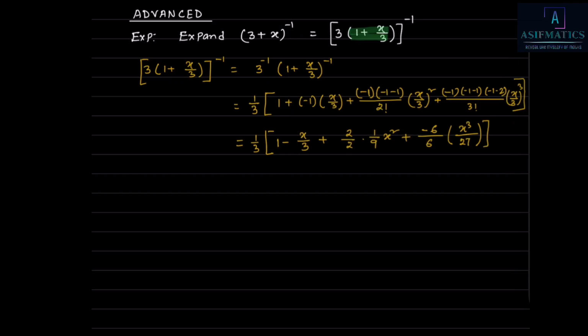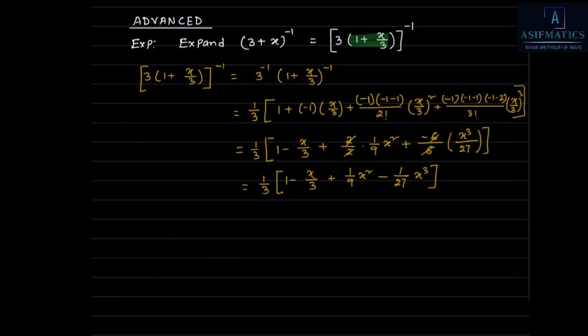And then you will have x cube by 27. And if you further simplify, your result will be 1 by 3 into 1 minus x by 3. And then 2 and 2 cancel, so we can write plus 1 by 9 x square. And then we will have minus, 6 and 6 cancel, 1 by 27 x cube. So that's it. This would be your maximum difficulty level, that sometimes the question is not in the correct format. So you have to change it to the correct format, and you need to bring it in the bracket, that 1 plus x condition.